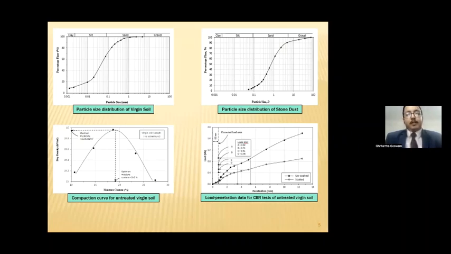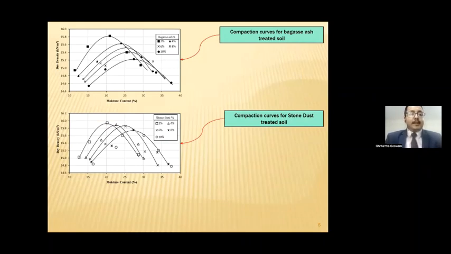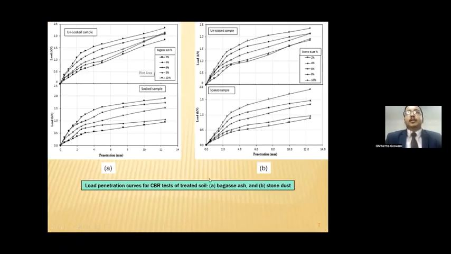For the CBR test for unsoaked and soaked virgin soil, the plot of applied plunger load versus the penetration is shown as load penetration data for CBR test of untreated virgin soil. After correction in the load axis, the CBR values for unsoaked and soaked specimens have been evaluated as 4.92% and 2.66%. The Proctor test results for the treated soil have been presented in the next slide. In this slide, you can see the CBR test results for unsoaked and soaked treated soil.